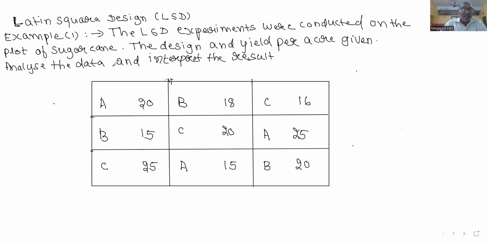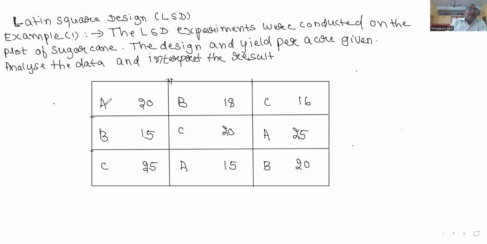Today we will do the Latin square design in ANOVA. Example 1. An LSD experiment was conducted on plots of sugarcane. The design and yield per acre are given in the following table. Analyze the data and interpret the result.